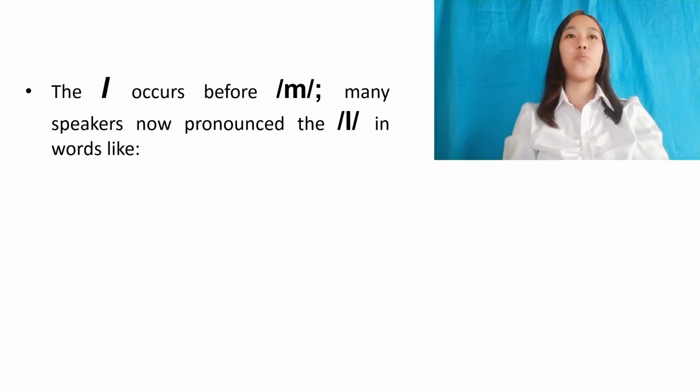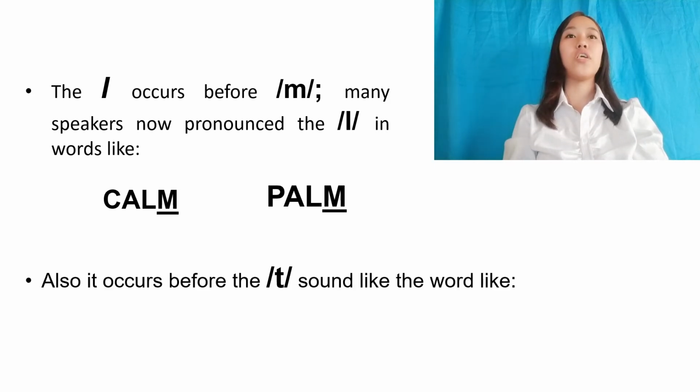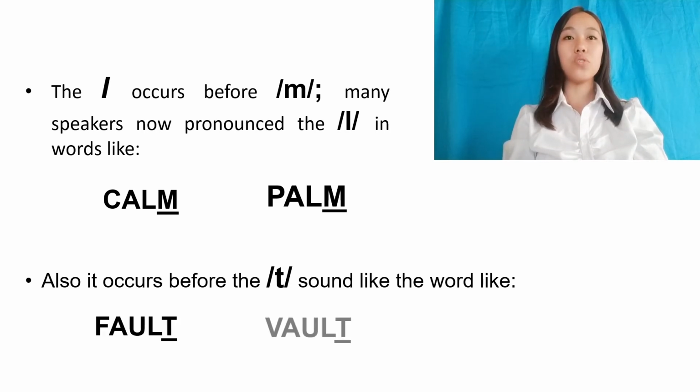The L letter retained in the spelling of these words has led to spelling pronunciations, particularly when it occurs before a labial sound. Many speakers now pronounce the L sound in words like calm and palm. Also, it occurs before the T sound, like the words fold and volt, wherein the L sound appeared, and this was pronounced not before most dentals.